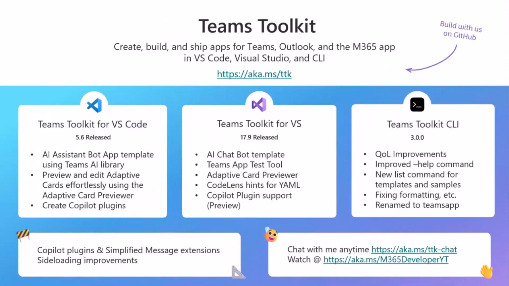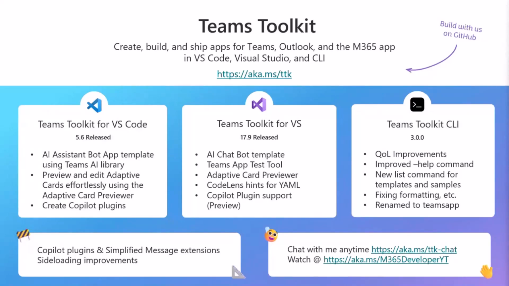Thanks, David. Teams Toolkit is our code-first developer tools for building apps for Teams, also Outlook and M365. We have extensions in VS Code, Visual Studio, and a CLI tool. These versions are finally released. 5.6 is available in VS Code. 17.9 has been out for VS for a little bit, so we're working on the 17.10 previews.